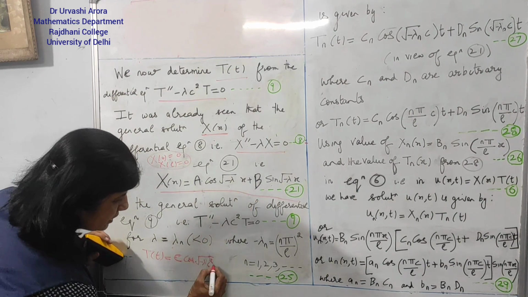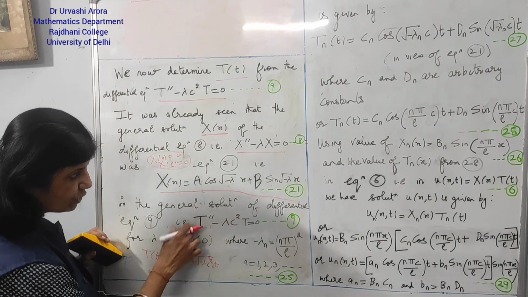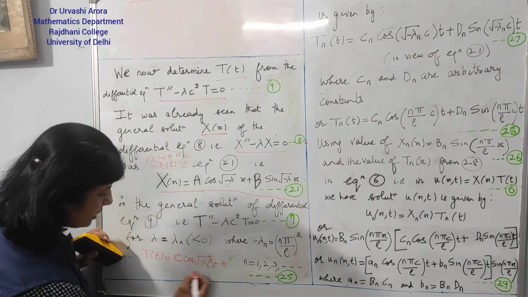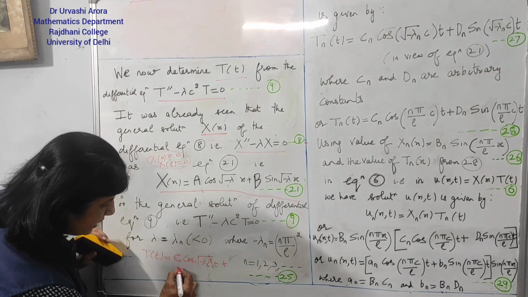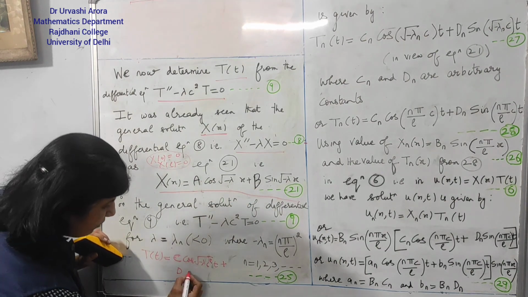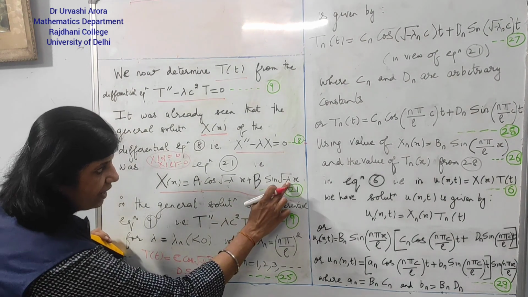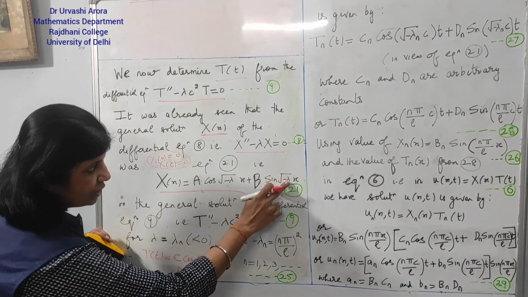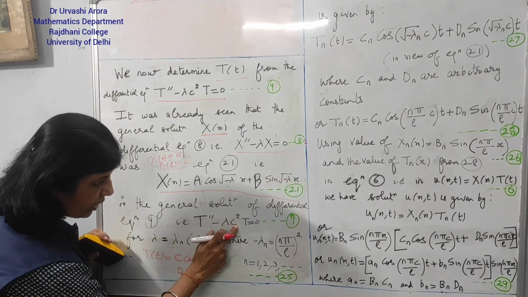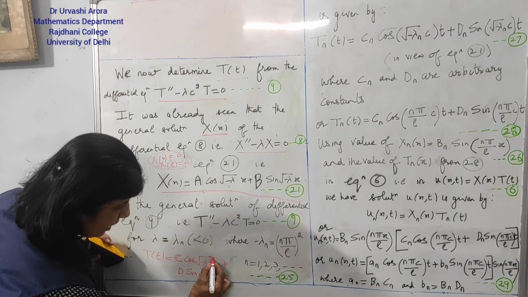Then instead of small x it should be small t, because capital T is a function of small t, plus the second term is going to be d, the arbitrary constant d. Instead of b I am writing d, and then sine under root of minus lambda, because here lambda c square is there, so here I will write lambda c square t. This is what I have.